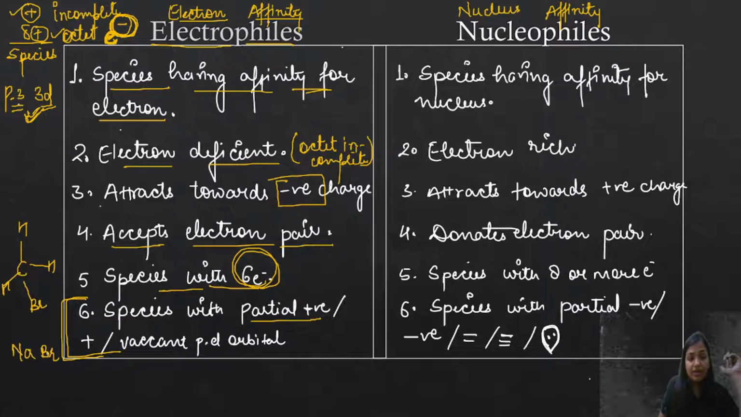When you look at this particular species, NaBr, this is ionic, so I can say that Na is positive and Br is negative. Here Na is bearing a complete positive charge, so because of this complete positive charge I could say that Na is electrophilic in nature. But in this molecule, this is a covalent molecule. There we are having a sharing of electron between the carbon and hydrogen.